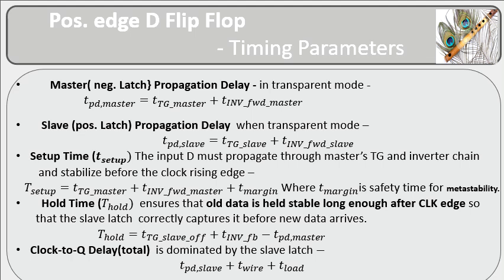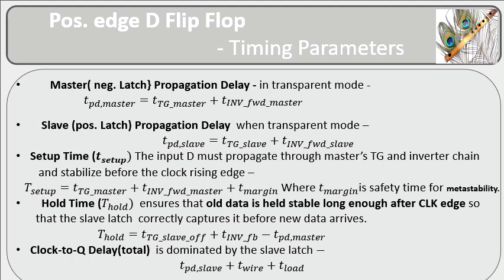In a master-slave latch, the negative master latch is transparent when the clock is low. Its propagation delay is expressed as the sum of the delays of the transmission gate and the forward inverter gate. The positive slave latch is transparent when the clock is high. Its propagation delay is the sum of the delays of the transmission gate and the forward inverter gate.